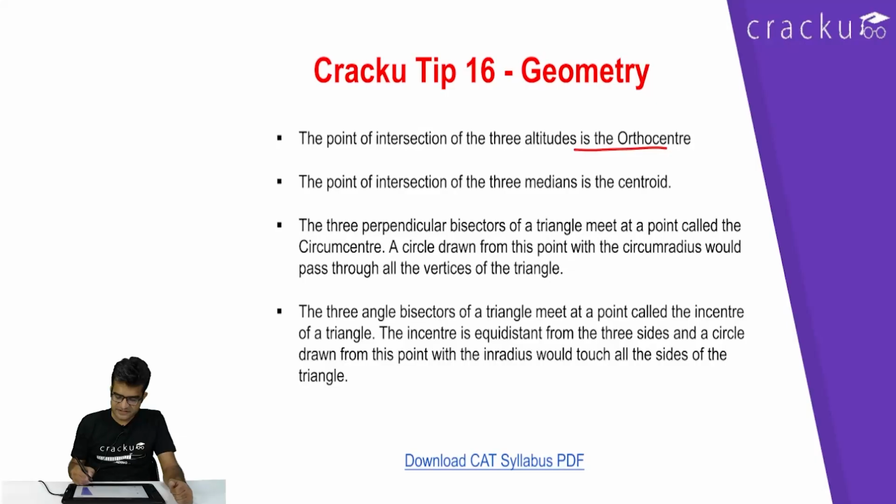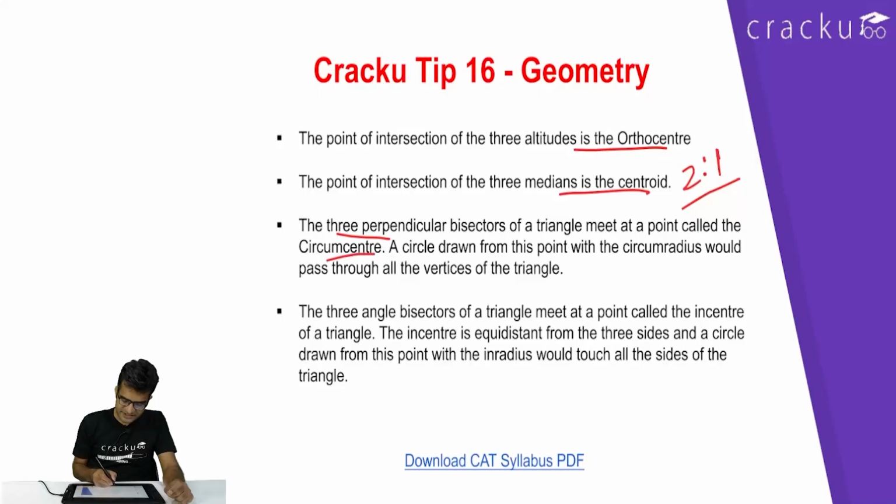The point of intersection of the three altitudes is called the orthocenter. This we have already discussed. And the point of intersection of the three medians is called the centroid. And also with the centroid, remember the 2:1 theorem that we discussed earlier. A centroid divides each of the three medians in the ratio of 2:1.